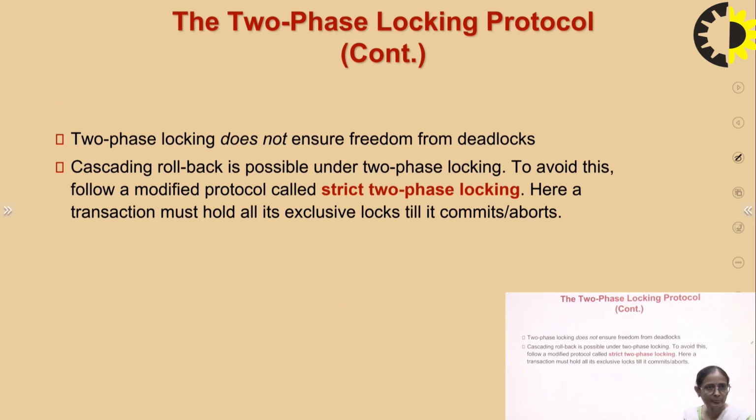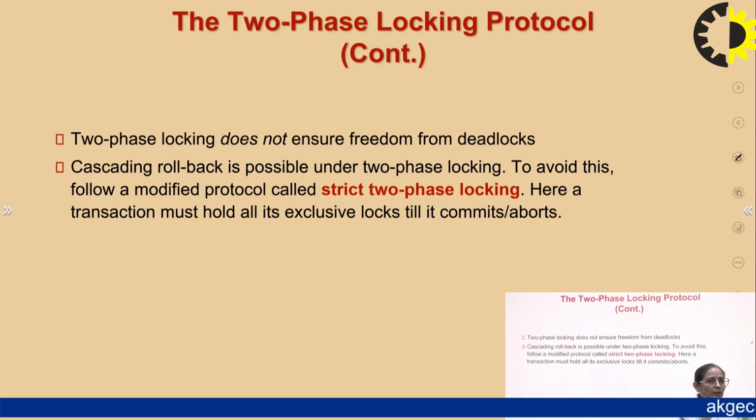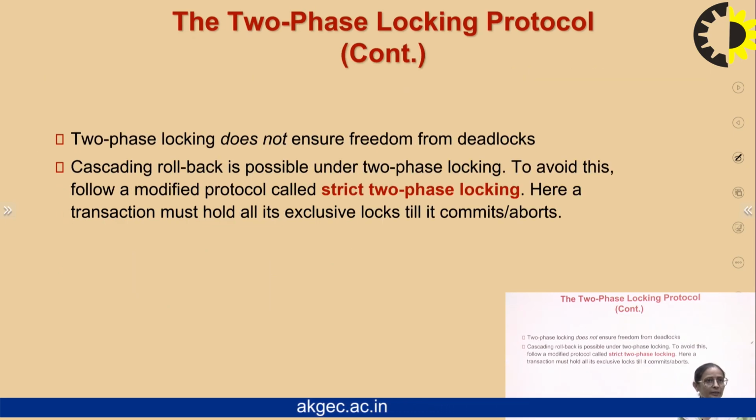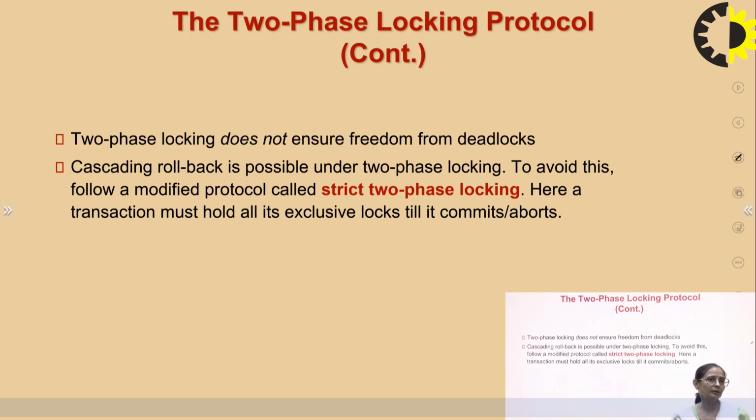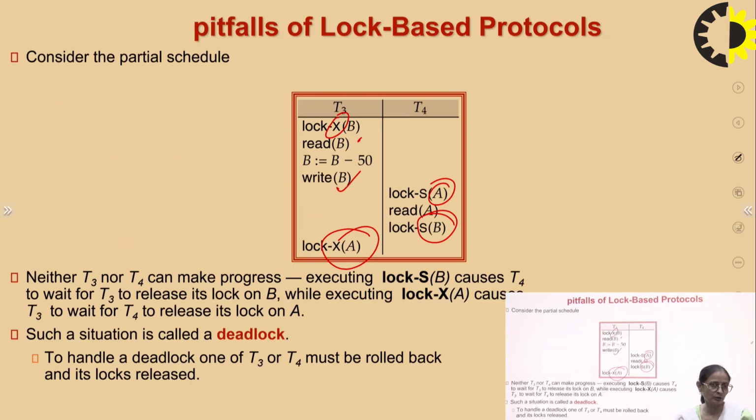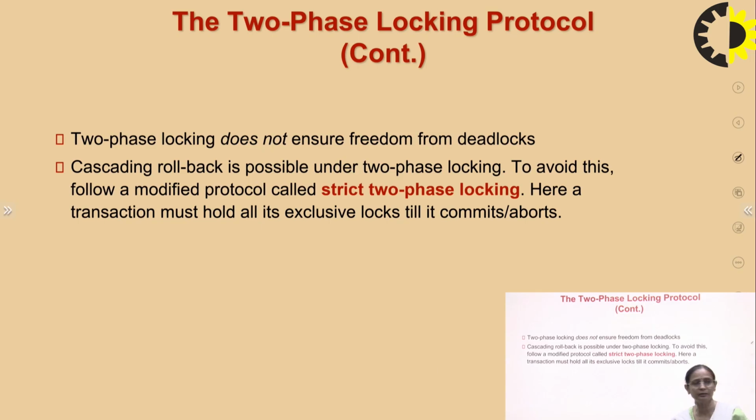Now the two-phase locking protocol ensures conflict serializable schedules, but it cannot prevent deadlocks. Cascading rollback is possible under the two-phase locking protocol, because we have seen earlier in this example a deadlock situation, and the simplest solution once the deadlock is detected is to roll back the transaction. But if you are rolling back the transaction, there may be the possibility that we need to go for a cascading rollback.